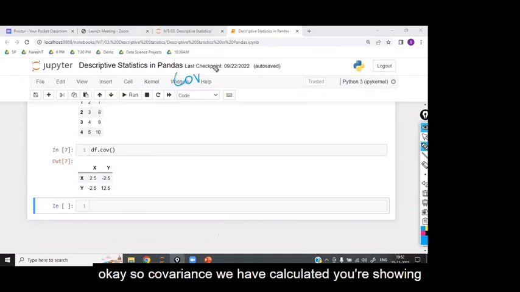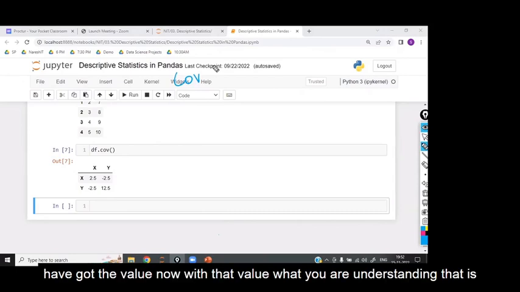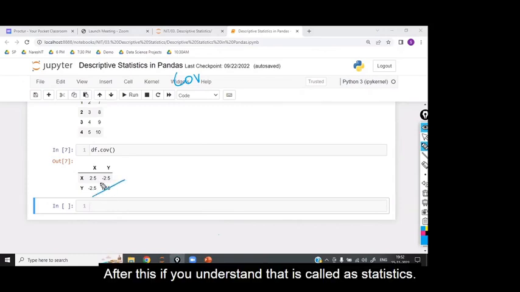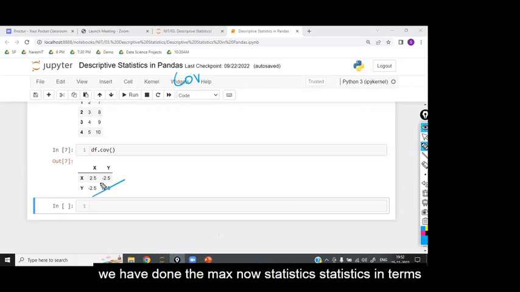Okay, sir, covariance we have calculated. You are showing the maths. Now, what is the use? Here, the maths is not important. After the maths, you have got the value now. With that value, what you are understanding, that is data science. If you do up to here, it is called as maths. After this, if you understand, that is called as statistics. Till now, we have done the maths. Formulas we have substituted and we have done the maths.